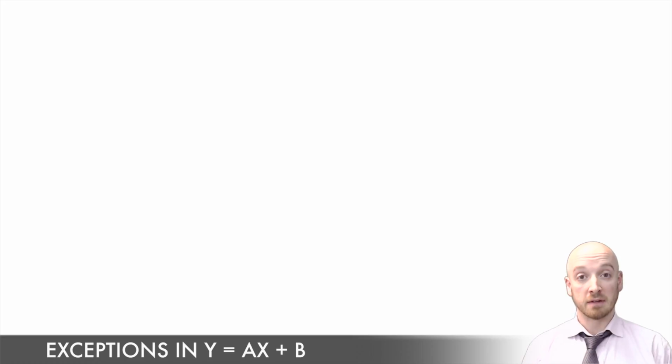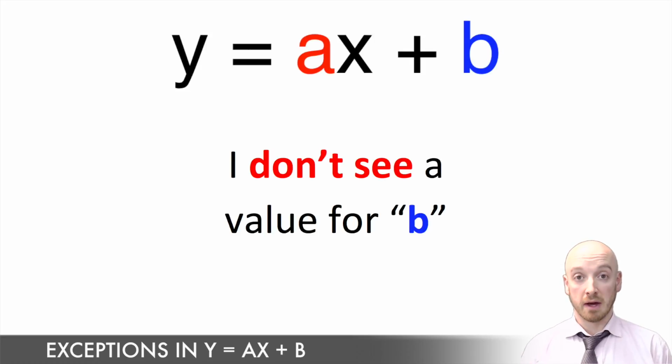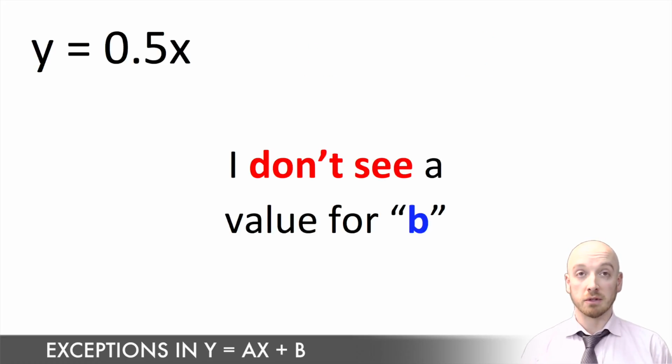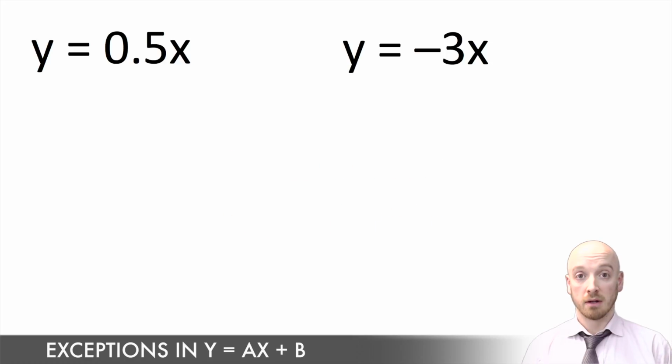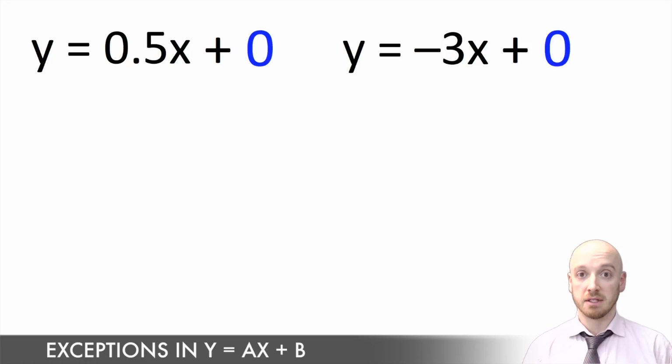So now what happens if I have a line that doesn't show a b value in the equation, like y equals 0.5x or y equals negative 3x? What do I do then? All this means when the b value is completely missing is that the line passes through the origin. The b value is actually 0 there. So I could rewrite the first equation, y equals 0.5x plus 0, and the second equation could be rewritten as y equals negative 3x plus 0.